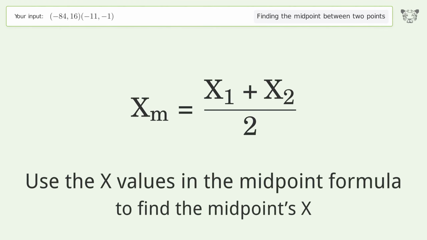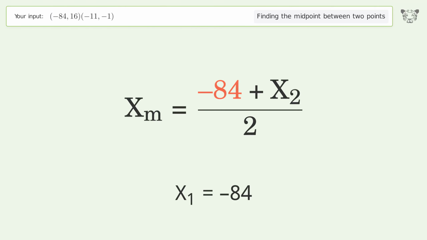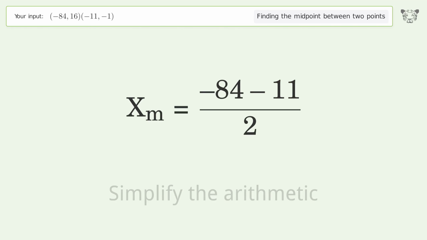Use the x values in the midpoint formula to find the midpoint's x. x1 equals negative 84. x2 equals negative 11. Simplify the arithmetic.